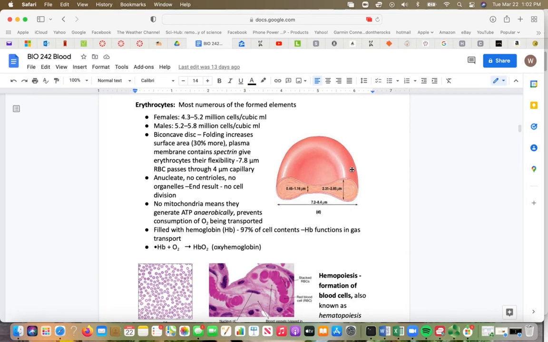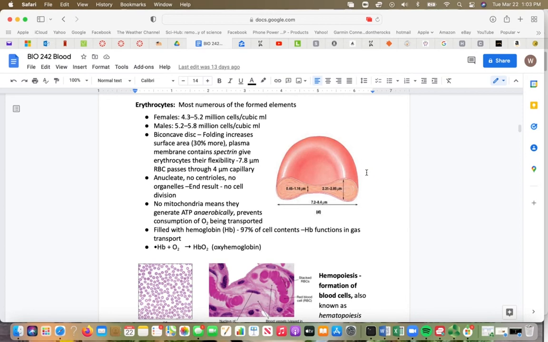The plasma membrane contains a protein spectrin that helps to give it more flexibility. So you're able to have a cell that's 7.8 micrometers pass through a 4 micrometer capillary because they can fold. So anucleate, there's no centrioles, no organelles, so they don't do any cell division. No mitochondria means they will generate ATP anaerobically. This is actually a good thing. It prevents it from consuming the oxygen that it's transporting.